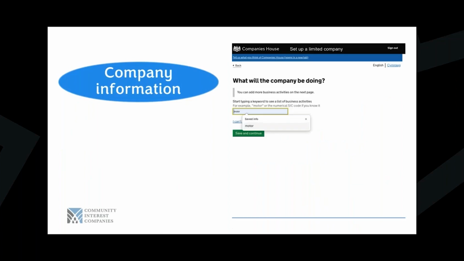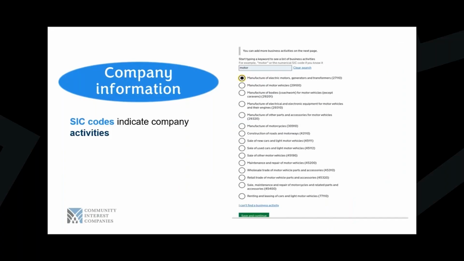Next up is business activities. As we mentioned, a CIC's community can be any group of people with something in common, so the activities can be equally diverse. Companies should give an indicator of their planned activities by choosing standard industrial classification codes, also known as SIC codes. Typing some keywords in the box will bring up a list of relevant SIC codes to choose from. As previously mentioned, CICs are not permitted to engage in political activities. We'd advise you not to select a SIC code that indicates political activities.